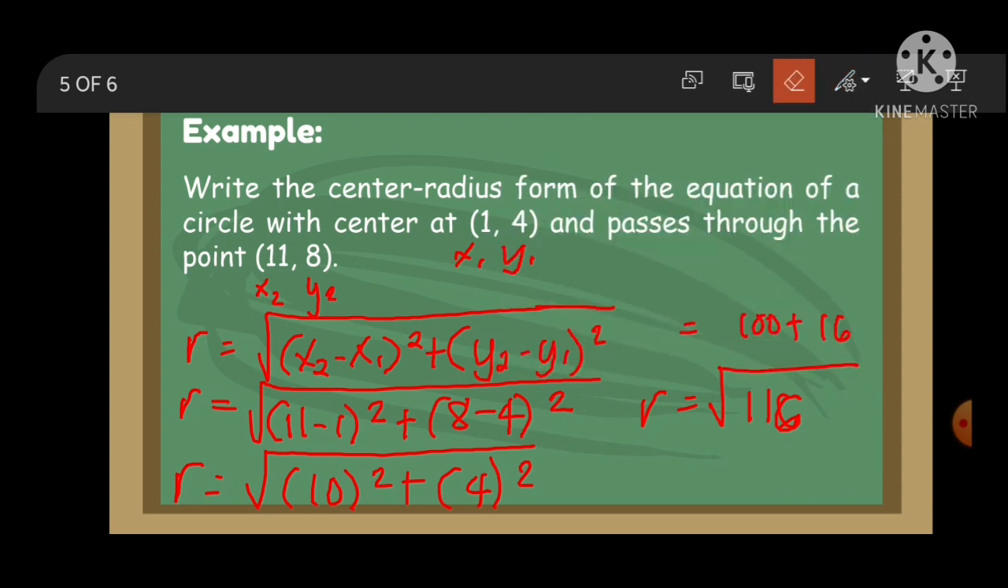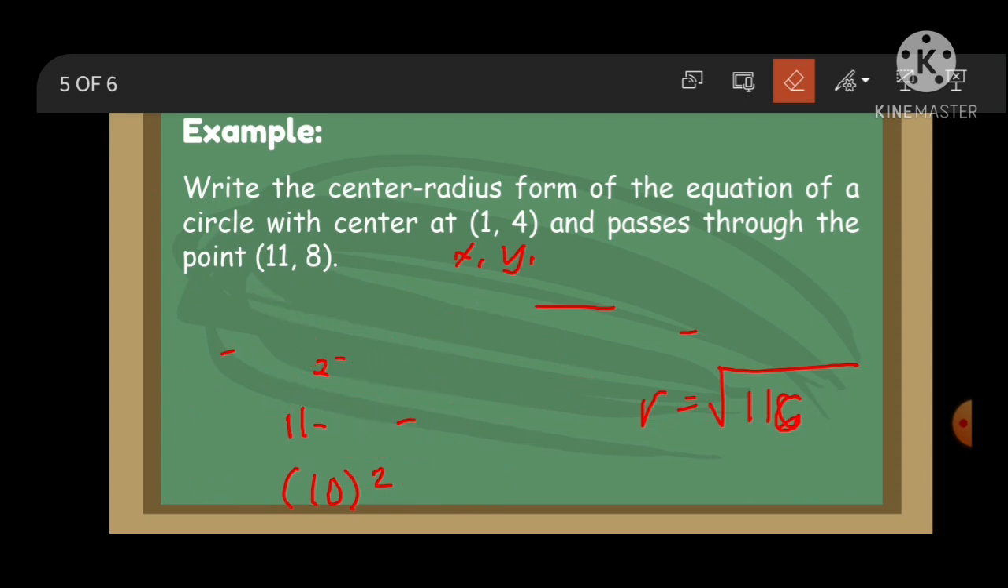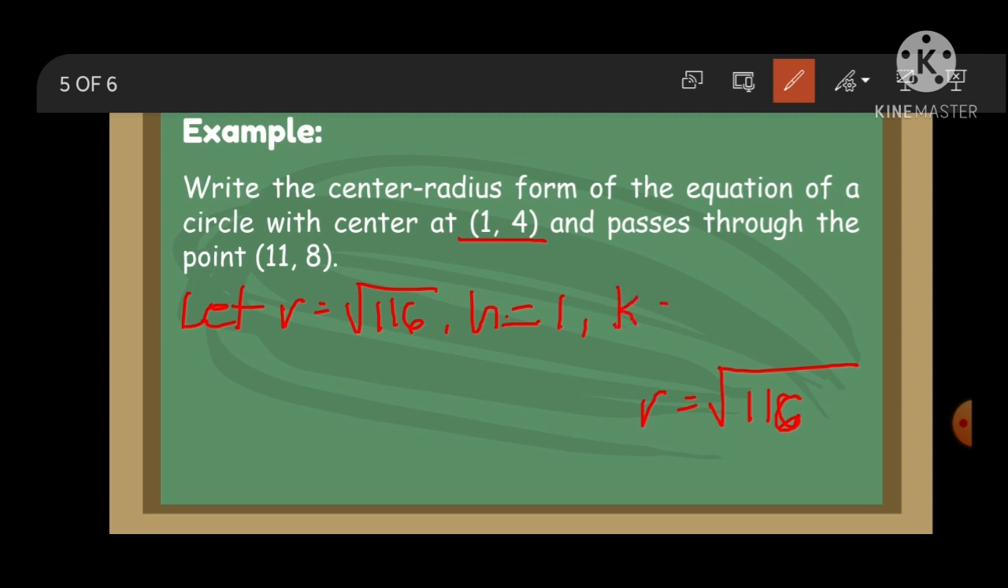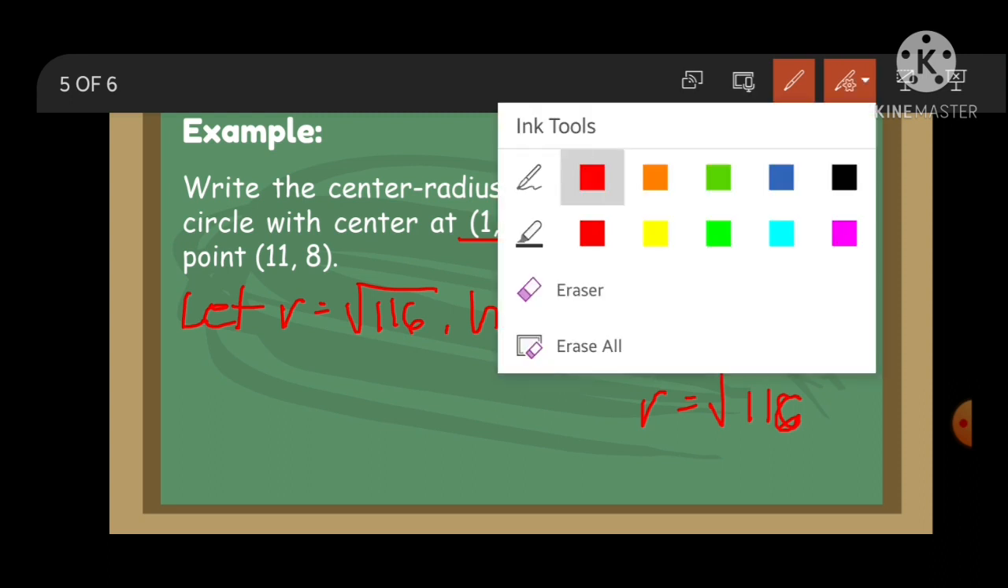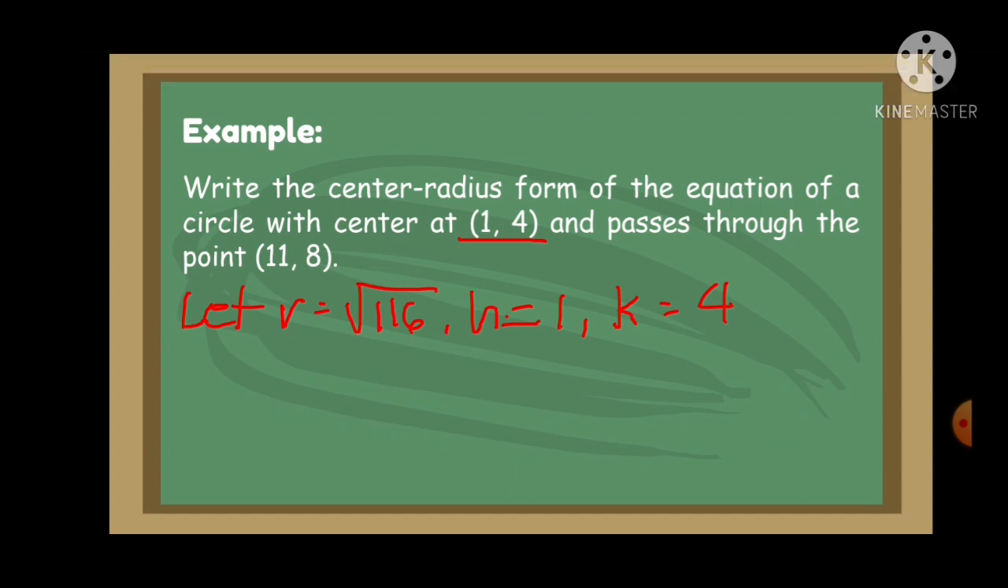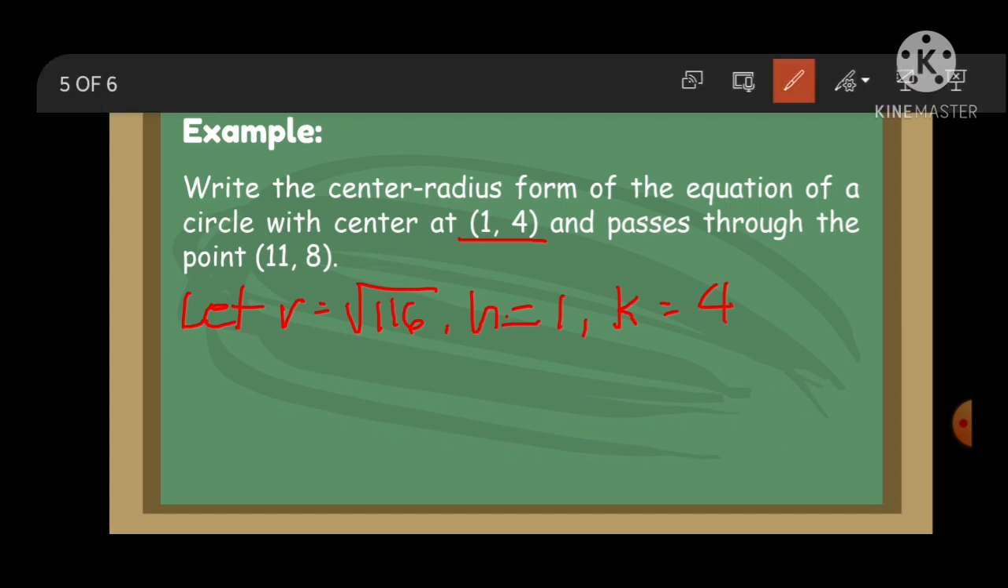So let us write first: r, the radius, is the square root of 116. So let r be equal to the square root of 116. h and k are the coordinates of the center. So we have h equal to 1 and k equal to 4. Now, let us now substitute the given values to our equation.